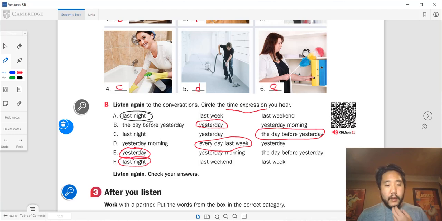So for A, last night. B is, oh, I made a mistake, sorry. So B is not yesterday, it's yesterday morning. C is the day before yesterday. D is every day last week. E, conversation E is yesterday, and conversation F is last night. So these are the time expressions that you should have heard.